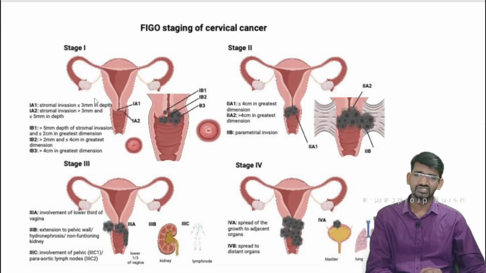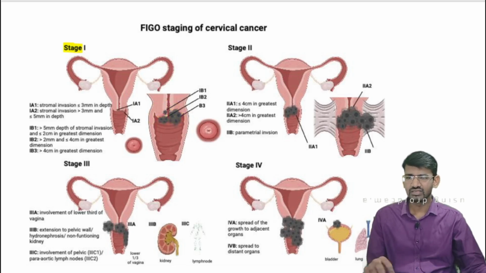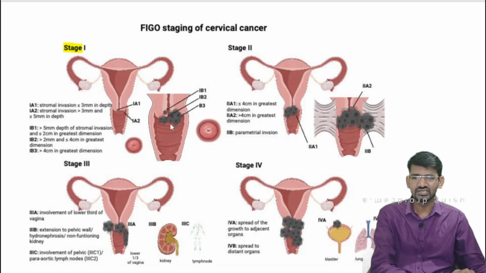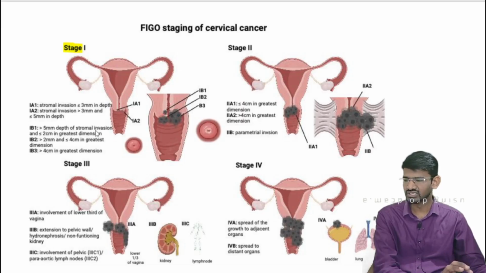So if you look at the picture here, in stage 1, this is confined to the cervix as I told. See here, the lesions are not extended beyond the cervix. You can see the lesions here. They are confined to the cervix. So based on the size, again, A1, A2, B1, B2, B3, all of these are based on the size.